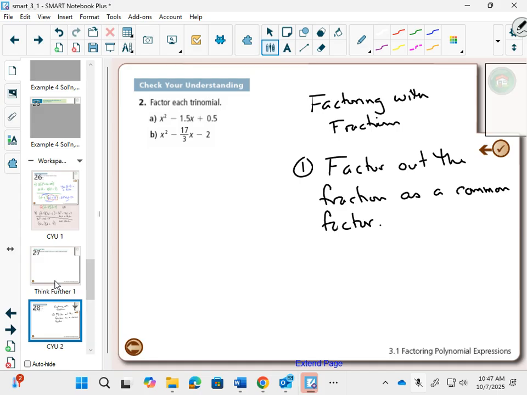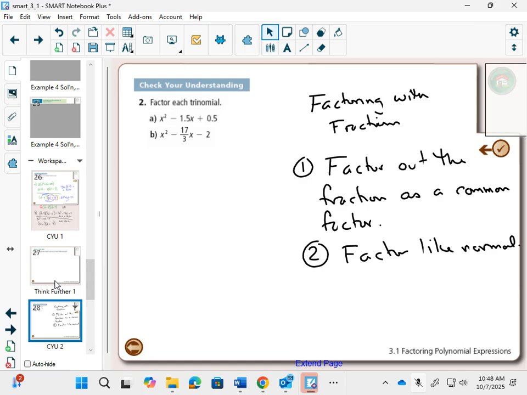Step 1, we are going to factor out the fraction as a common factor. We'll show you what that means in a second. And then step 2, factor like normal. What does that mean?